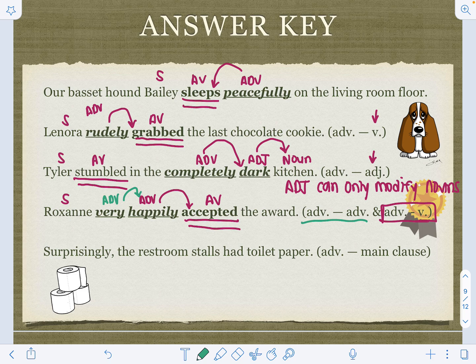Okay, we have our adverb modifying the adverb. So whenever you find an adverb that is modifying the verb phrase, take a minute and double check and make sure that there is not also an adverb modifying the adverb that you found.